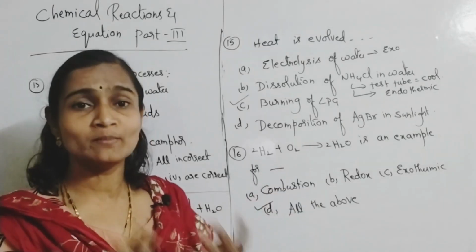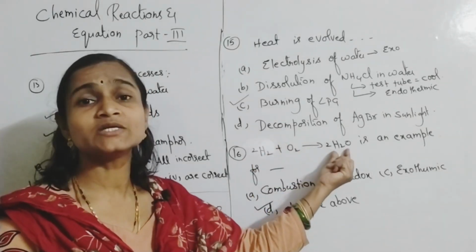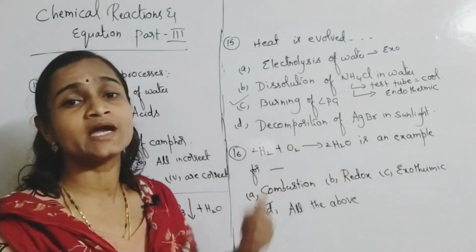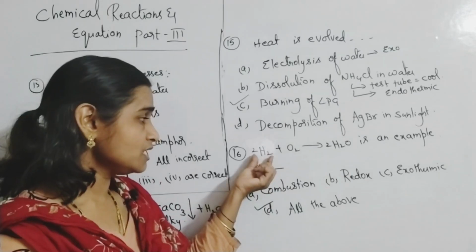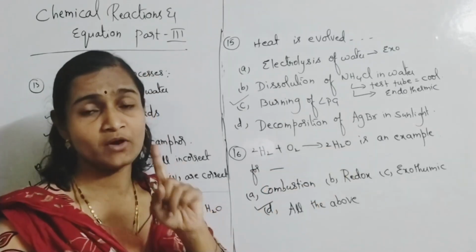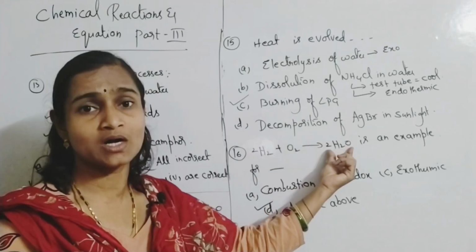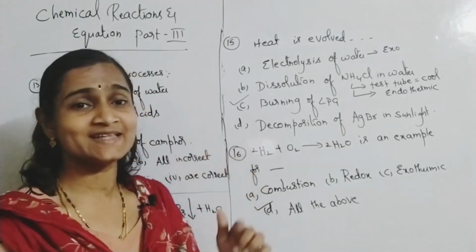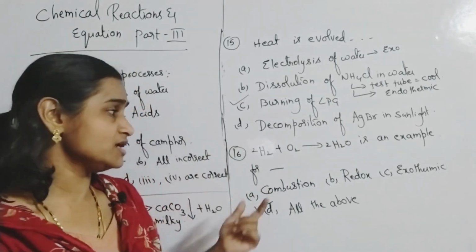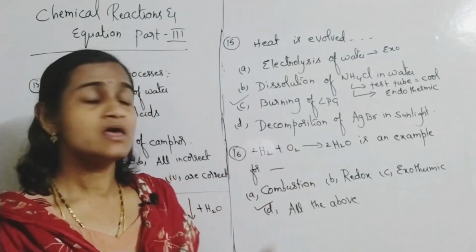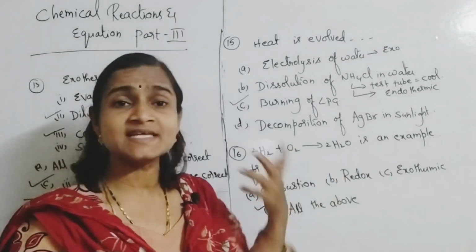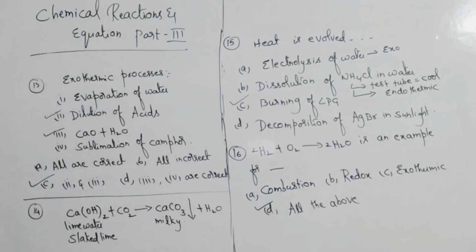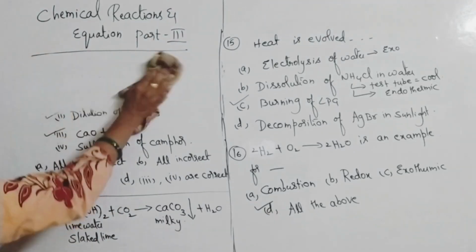It's an example even for a combination reaction. Two substances mingle together to form a single product. It's an example of a redox reaction. Which is oxidized and which is reduced here? Hydrogen is oxidized to water. Please understand the point carefully. The substance which undergoes oxidation is called the reducing agent. Here hydrogen acts as the reducing agent and oxygen acts as the oxidizing agent. So it's a redox reaction only. And it's an exothermic reaction as well. You have to remember that. So all the above is the correct answer. Okay. Now let us move on to the 17th question.